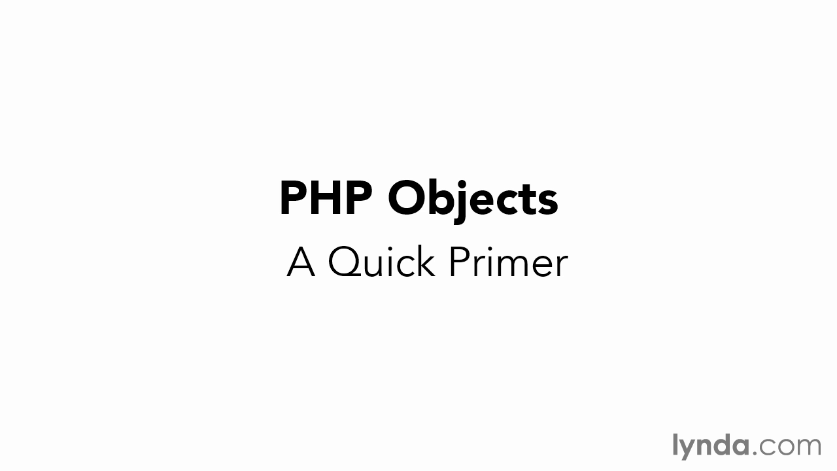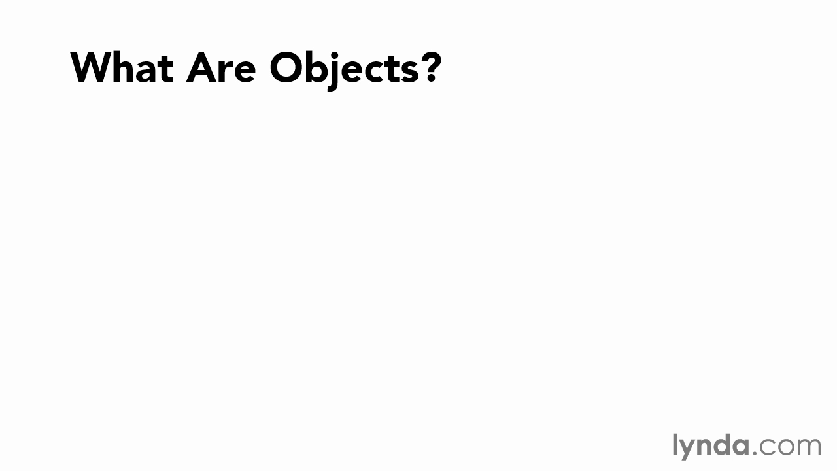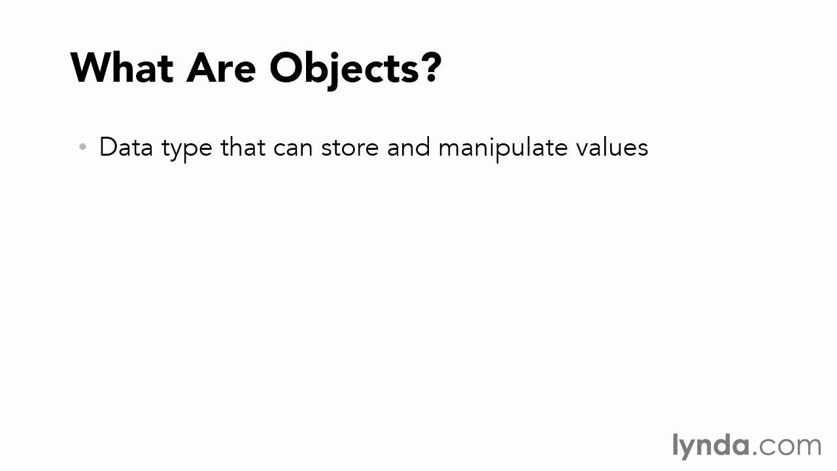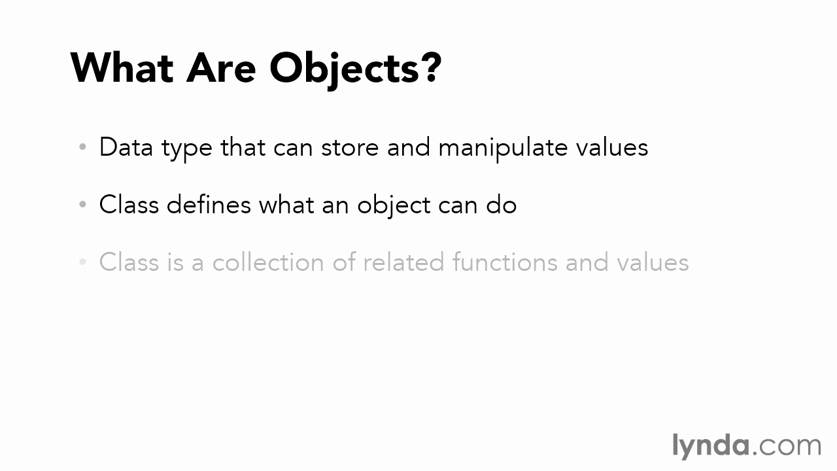If you haven't worked with PHP objects before, this quick primer will provide you with sufficient knowledge to follow the instructions in this course. So what are objects? An object is a data type that can store and manipulate values. You create an object from a class, which defines what an object can do. A class is basically a collection of related functions and values packaged as a single unit. We'll be working with PHP built-in classes, so there's no need to create the class definitions yourself. It's all done for you by PHP.